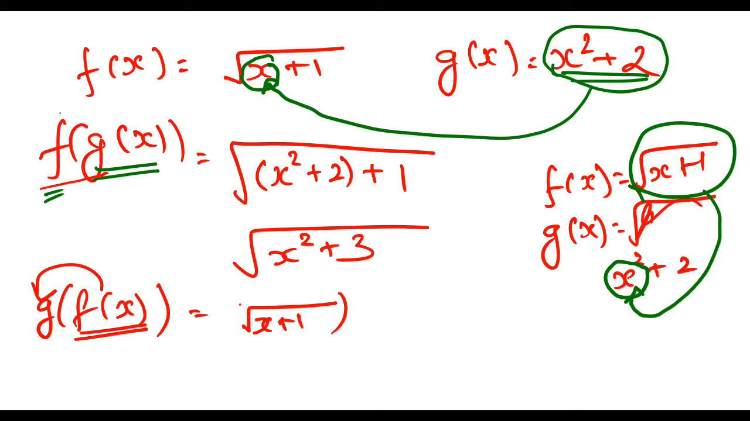So you should be writing x square for f of x, which is square root of x plus 1 the whole square, because f of x is square root of x plus 1, and for g of x you need to square that and add to this. So this is g of f of x.